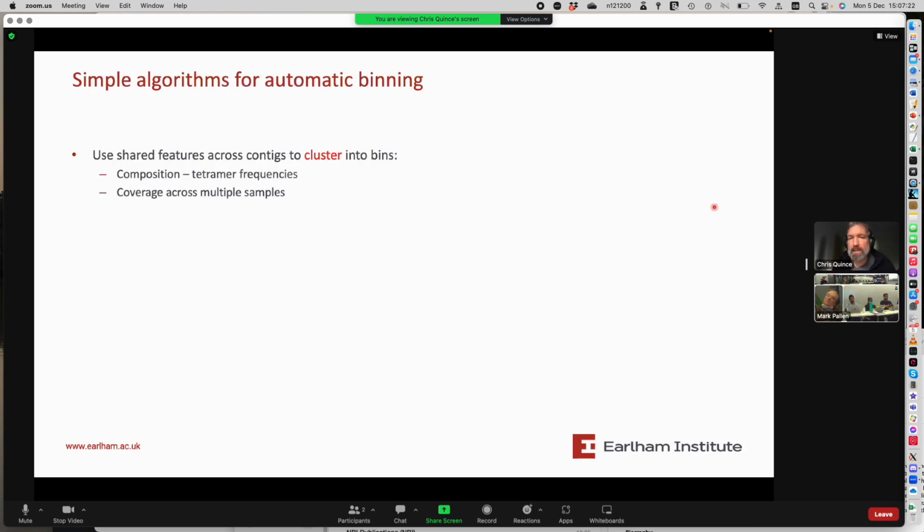And that's basically the principle of automatic binning. We combine these composition signals and the coverage signal with a clustering algorithm. And clustering itself is basically a very simple process.